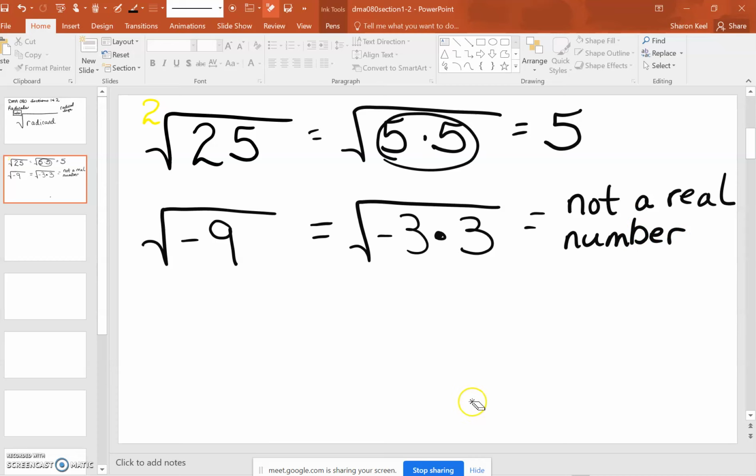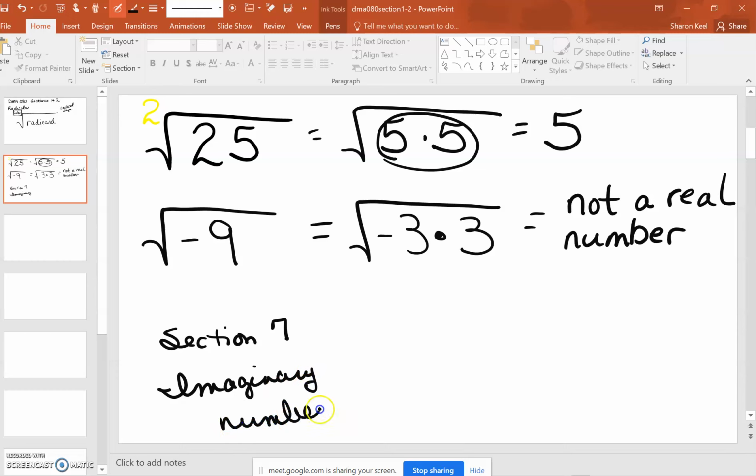I don't want you to think I'm lying to you because I'm not. But when we get to, I believe, section 7, we're going to talk about something called imaginary numbers. So let me just give you a little preview. For right now, you would give an answer of it's not a real number. But later on, what we would do would be -1 times 3 times 3. We'd have a pair of 3's. That's going to come out.